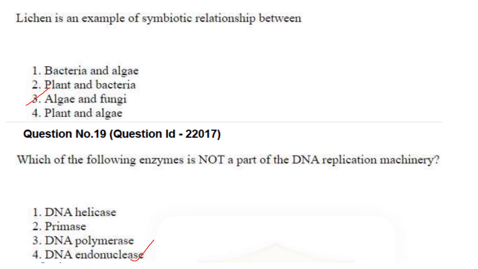Which of the following enzyme is not a part of the DNA replication machinery? So DNA helicase, yes, it is needed for unwinding. Then primase is needed for primer synthesis. DNA polymerase, of course it is needed for polymerization reaction. DNA endonuclease is not needed. So which is not a DNA replication machinery is DNA endonuclease.